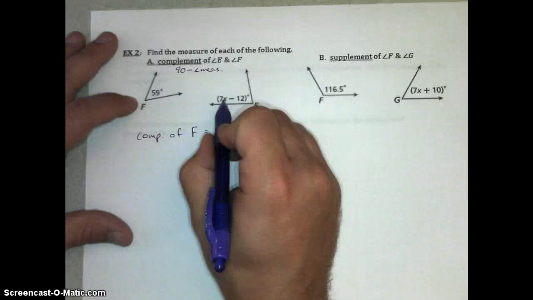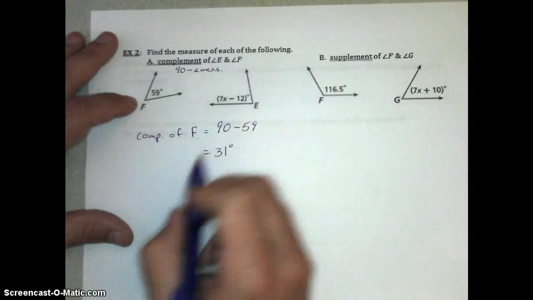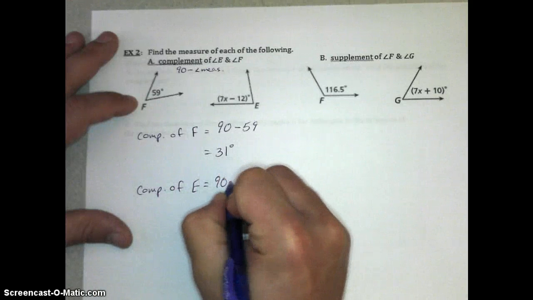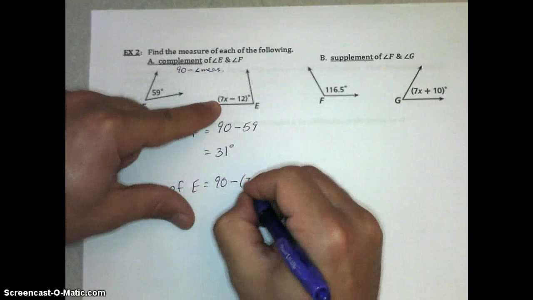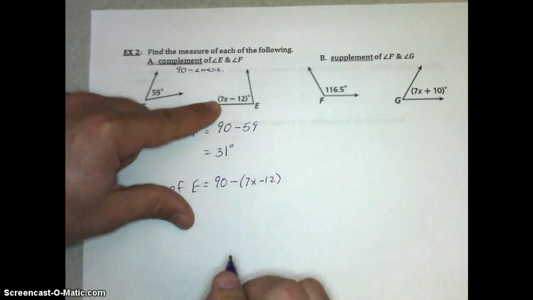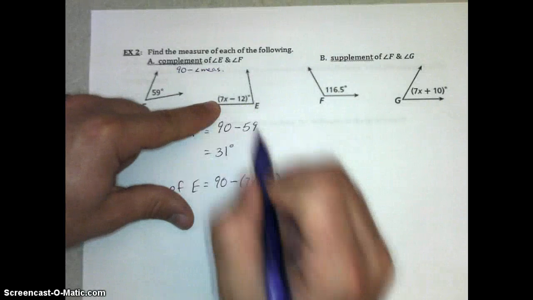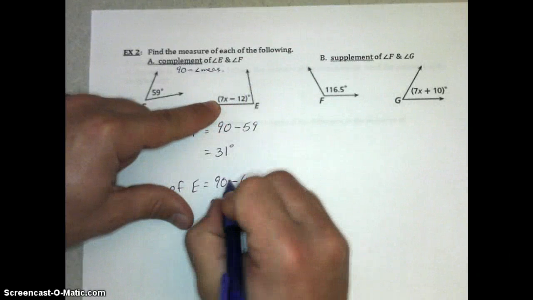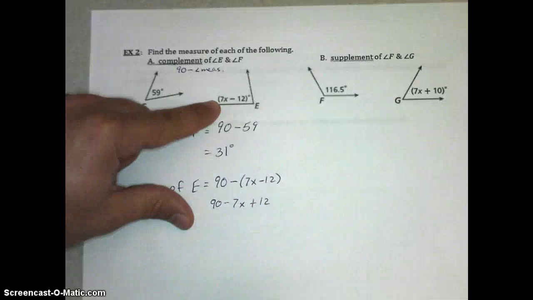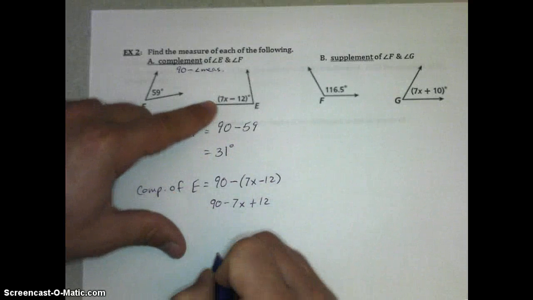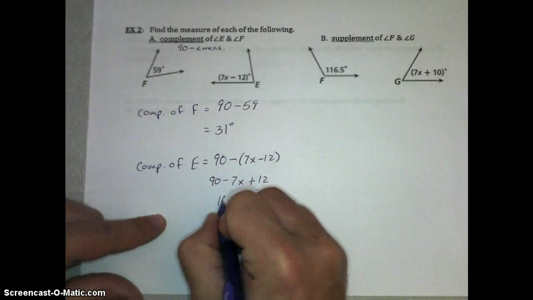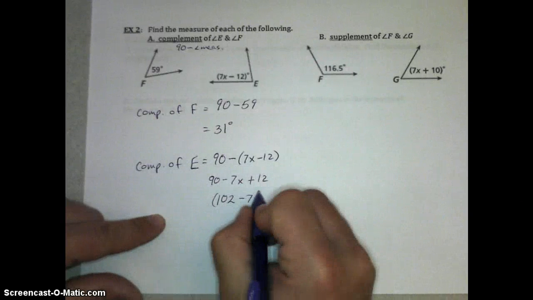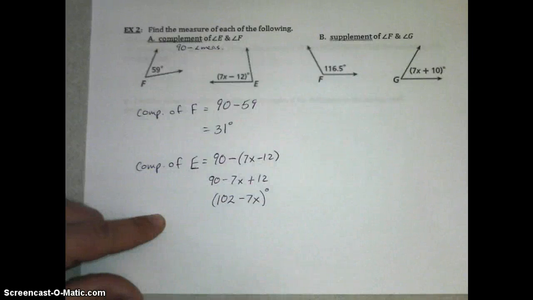But when we have an expression that doesn't give me an exact value, they use variable expressions like this, I'm going to do 90 minus, and then I have to write that parentheses. I have to put the parentheses there, because you're subtracting both parts of this. Subtracting 7x isn't a problem, but I'm actually subtracting negative 12. Minus negative 12 is actually plus 12. So 90 plus 12 are the two parts of this that I can simplify. 90 plus 12 is 102. And so I can express the complement of angle E as 102 minus 7x degrees.